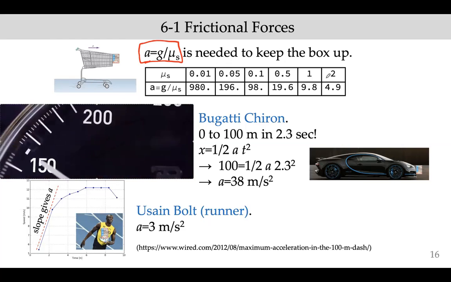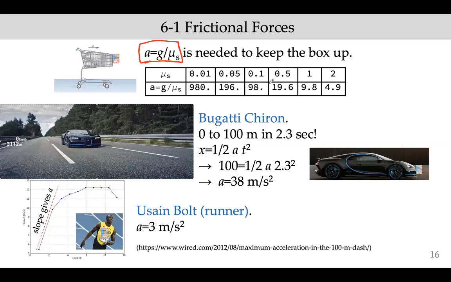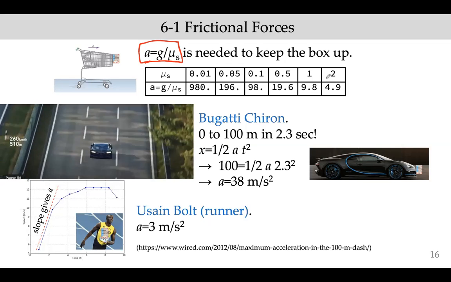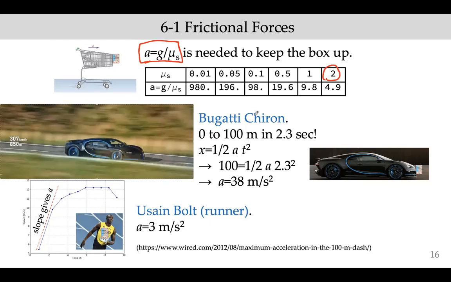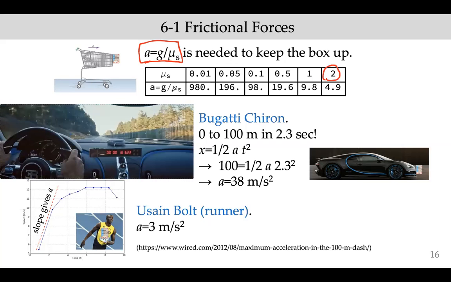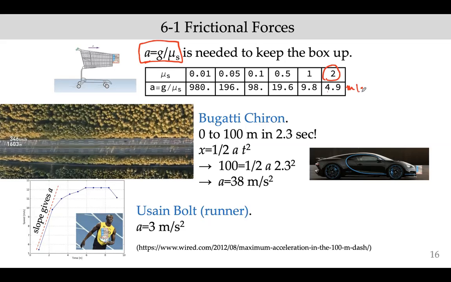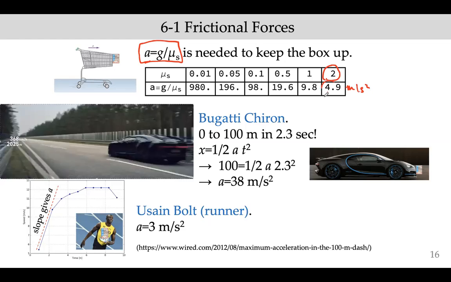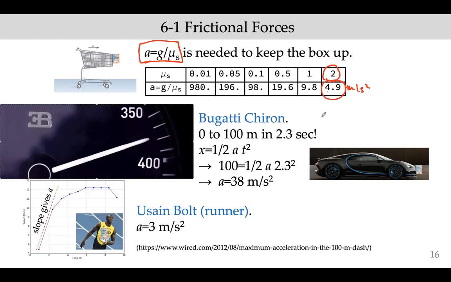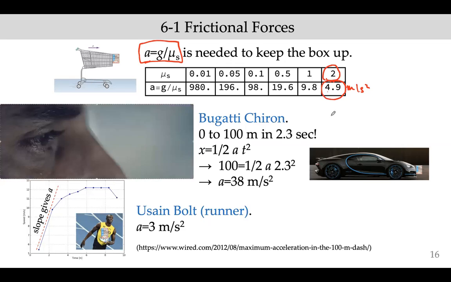It could be 1, even 2. It could be greater than 1. That's possible. If, let's say, that friction coefficient is really, really large, like 2, then 9.8 divided by 2 gives you 4.9 meters per second squared. This is possible, not for humans probably, but in principle with a car, it's possible.